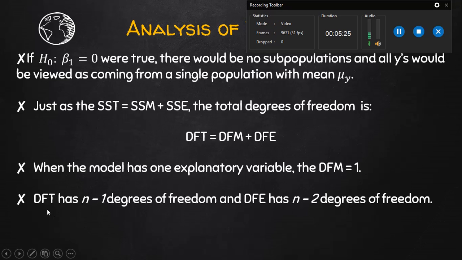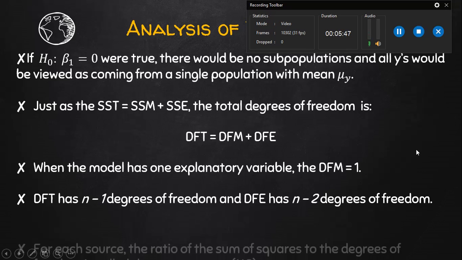The degrees of freedom total always has n-1 degrees of freedom. So if we had 12 observations, degrees of freedom total would be 11. And the degrees of freedom for error, DFE, always has n-2 degrees of freedom. When we look at the table, you can actually see how the sum adds up to n-1.